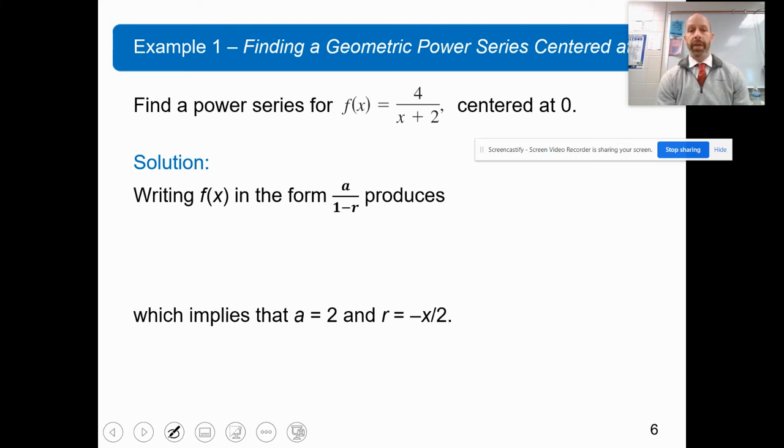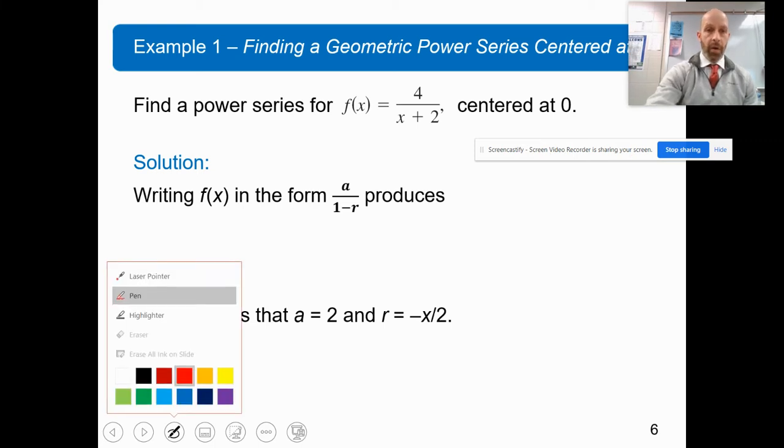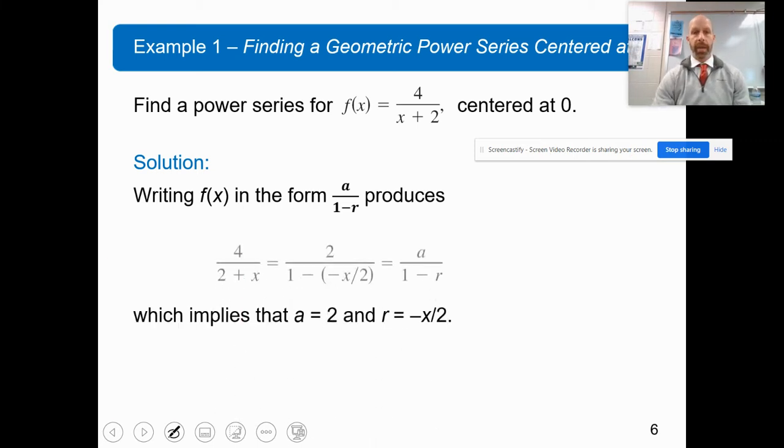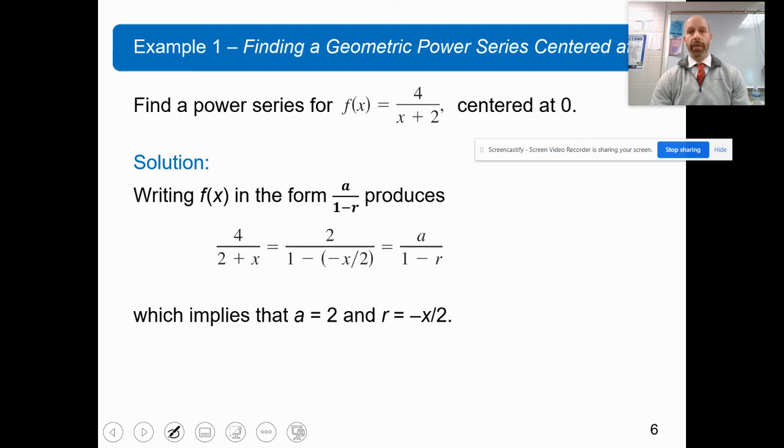So remember, our goal is to write our function in the form of a over 1 minus r. So we can do that. The first thing we want to do is take the 2 and the x and switch those around. We don't want that 2 there in the denominator, so we have to divide through by 2. So 4 divided by 2 gives us the 2 in the numerator, and 2 divided by 2, of course, is just 1. And then we have to remember, we want this to be minus r, so we had to do the minus x over 2.